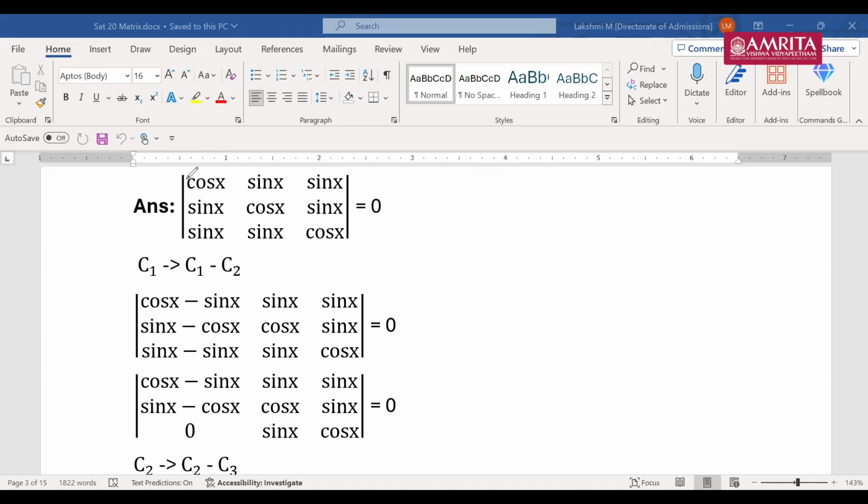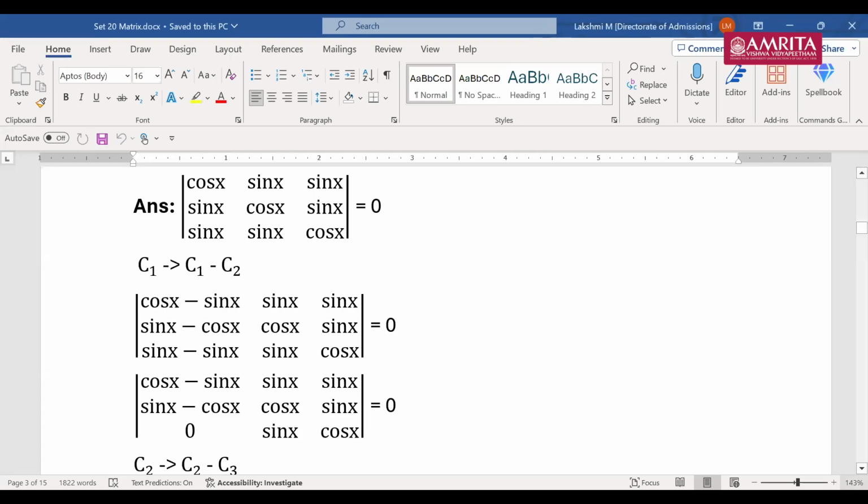So this is cos x, sin x, sin x, sin x, cos x, sin x, sin x, sin x and cos x. How will I solve this so that I have fewer terms? Sin x minus sin x, there is a possibility. This way also there is a possibility. So what I'm doing is this column and this column. So it's C1 minus C2: cos x minus sin x, minus cos x, and sin x minus sin x. So this becomes 0. Now this and this, C2 minus C3. So this sin x minus sin x is gone. This is cos x minus sin x and sin x minus cos x.